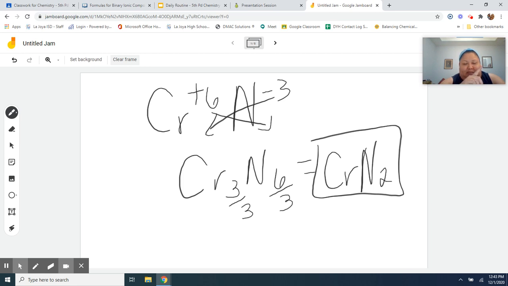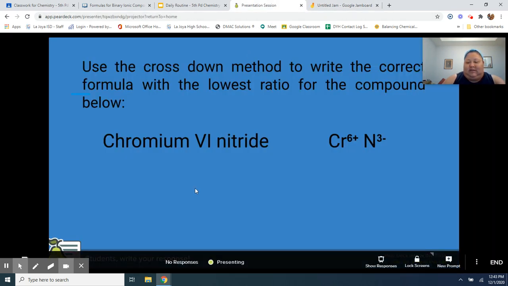Caitlin, you have it right, except you have your elements backwards. It's correct, but you switched your elements. Don't switch the elements. Cr must go first. Okay? Questions? Oh my God, you guys are so smart. I love it. You guys are awesome.